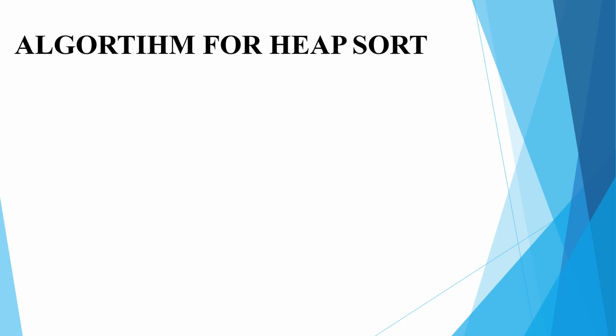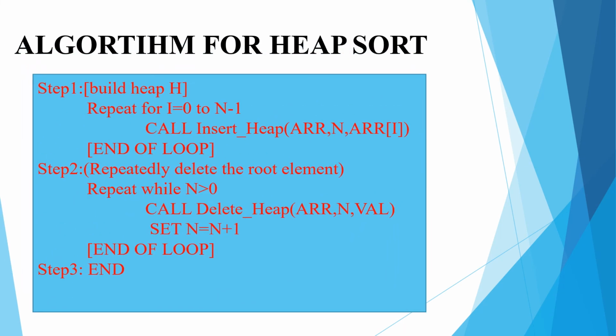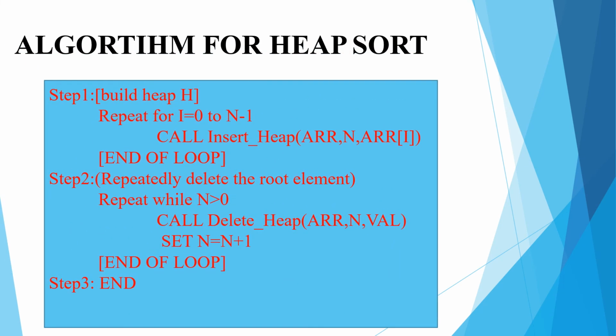Now let's see the algorithm for heap sort. It is depicted in 3 steps. By looking at the algorithm, we can understand that the heap sort algorithm is a combination of insertion into the heap and deletion from the heap. Let us understand more about heap sort with the help of an example.